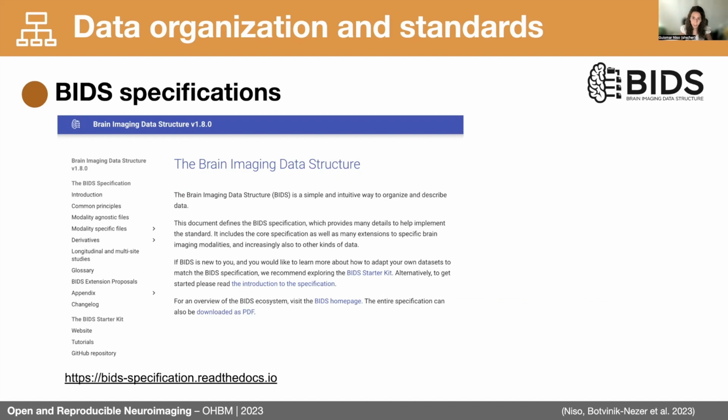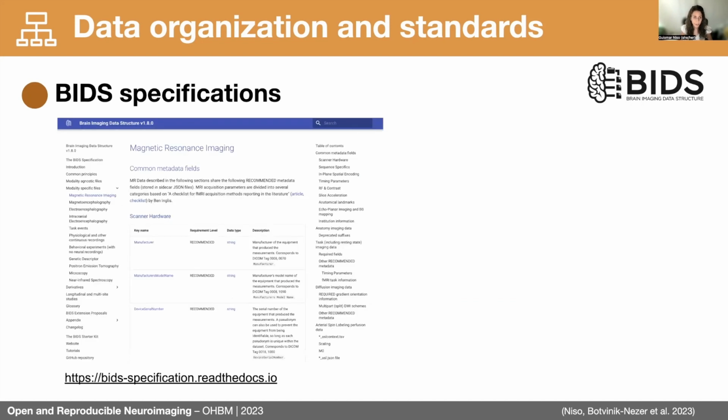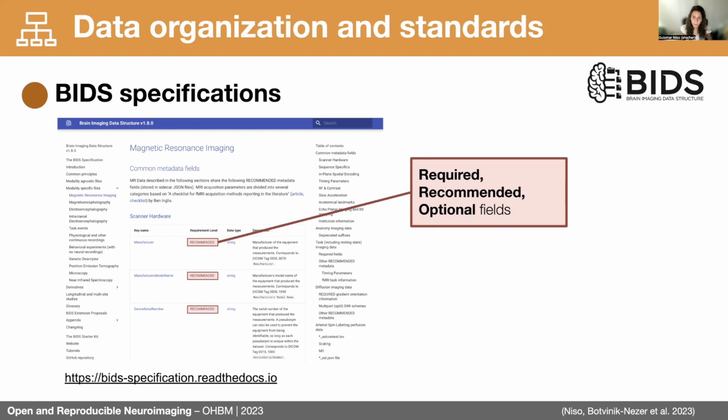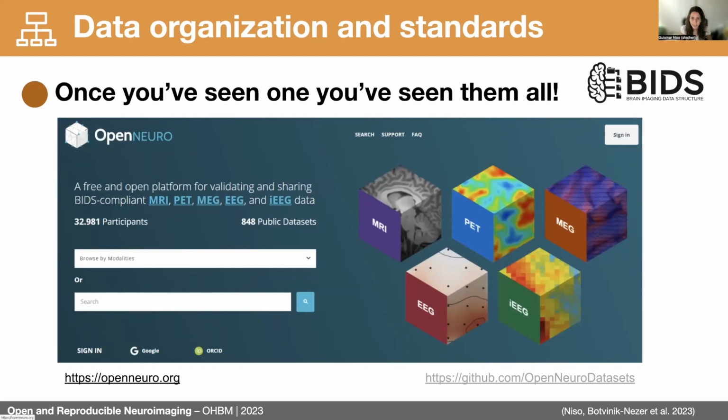BIDS is a community effort, and all the specifications are the results of discussions between the community, and they are openly available on the website. In the BIDS specifications, when they indicate the fields that the JSON files must have, they also suggest whether the fields are recommended, required, or optional. This contributes to avoid having a highly organized but useless dataset. The good thing about BIDS is that once you've seen a BIDS dataset, you've seen them all.